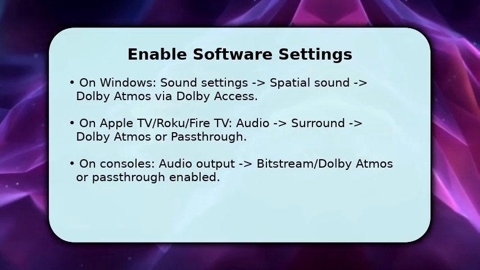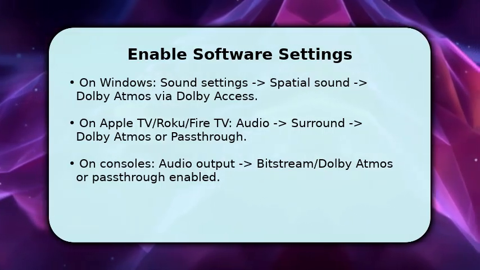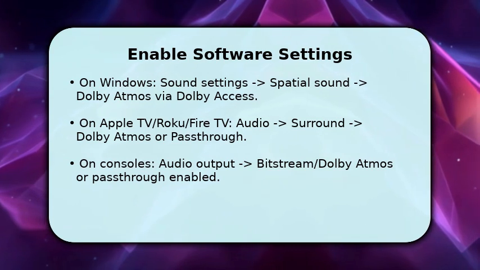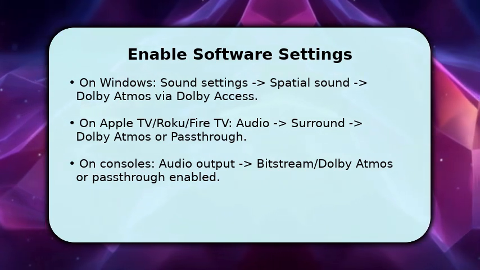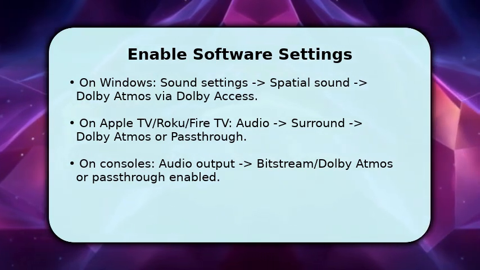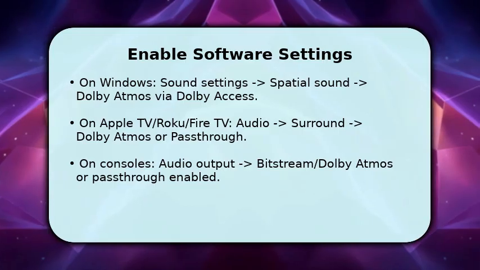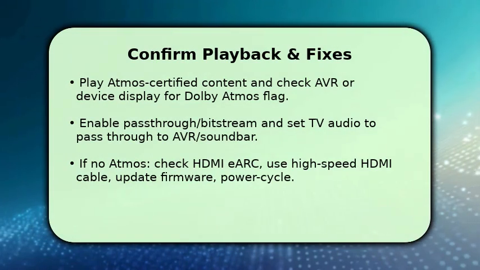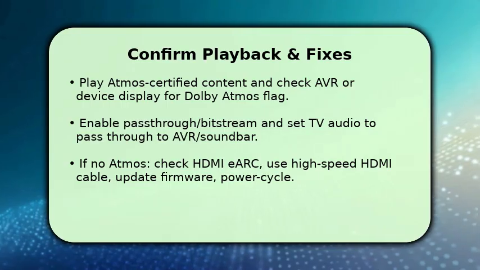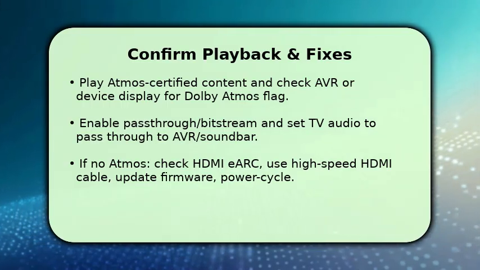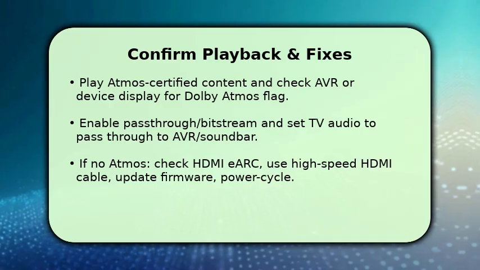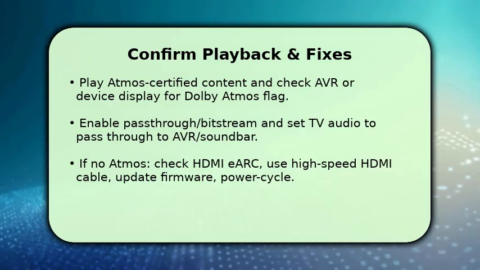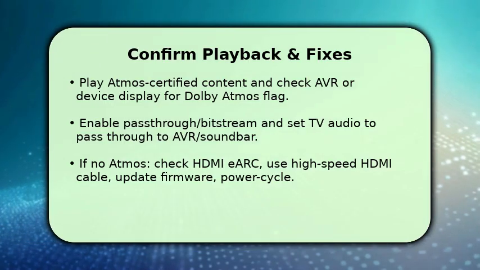Make sure apps like Netflix, Disney+, or Apple TV are set to high-quality audio in their playback settings so Atmos metadata is preserved. Finally, you confirm by playing Dolby Atmos tagged content and watching for the Atmos indicator on your AVR or streaming device. If you don't see it, double-check that TV audio is set to pass-through or bitstream to the AVR, not to TV speakers.